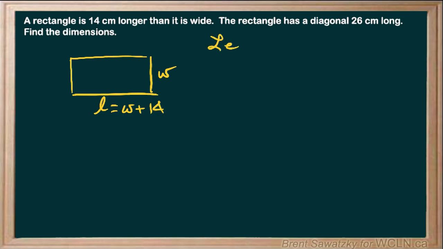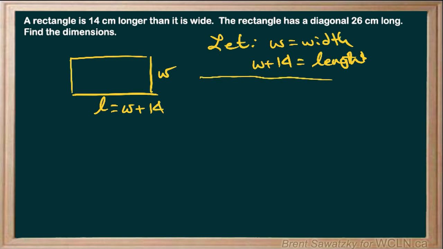Now, some people, and this is a great way to do it, would say let W equal the width, and then W plus 14 equals the length. So whether you put it into your diagram or show it as a let statement, either way is perfectly good. Now, we're told also that the rectangle has a diagonal, and if we were to draw that in, it goes straight across there, and that is 26. So looking at this, we should be thinking, okay, that's a right triangle in there with the diagonal being the hypotenuse. And so Pythagorean theorem might come to mind.